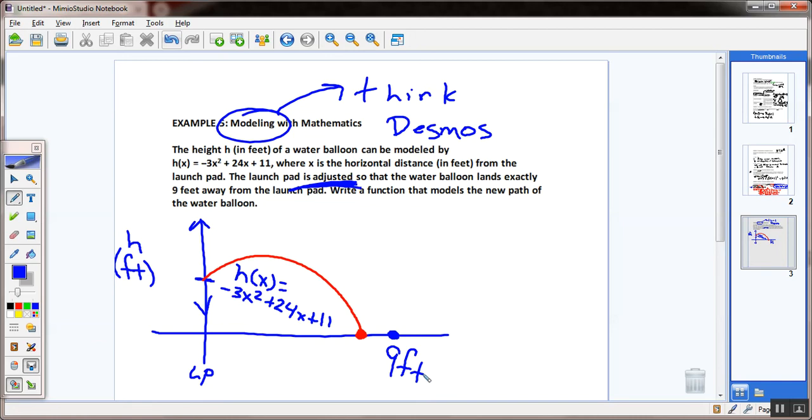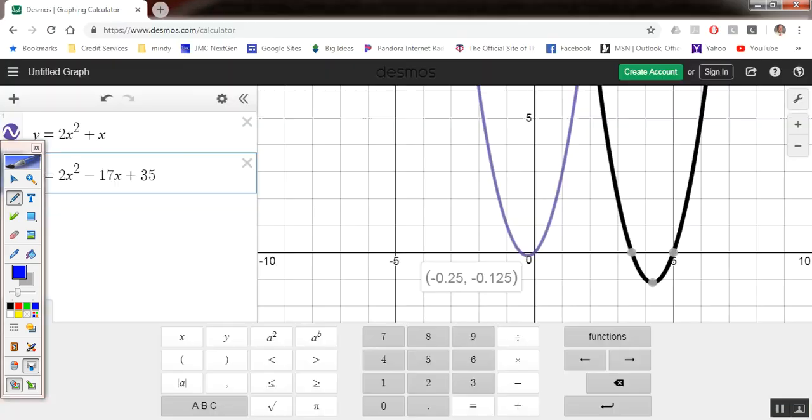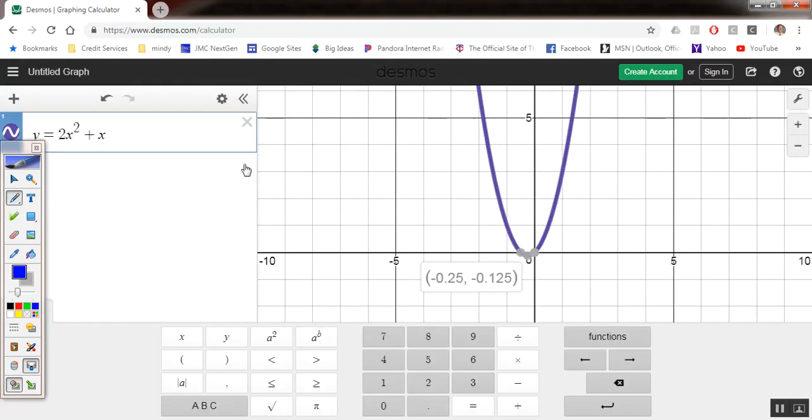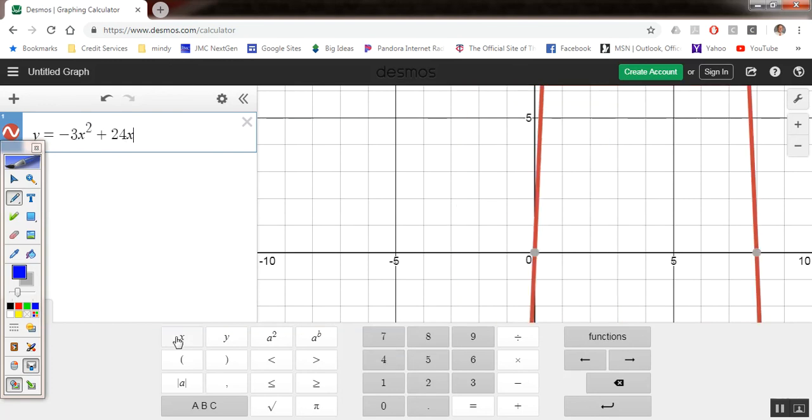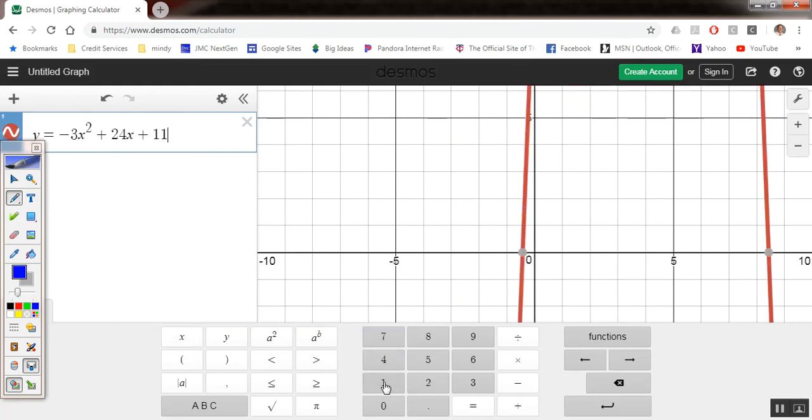So, here's what we're going to do. I'm going to go ahead and graph the original function. Is that okay? All right. You guys, tell me what the function is that they give us again. Y equals what? Was it negative 3x squared, kids? Okay, negative 3x squared plus 24x, and then what? Plus 11. Okay, let me zoom out on this a little bit.